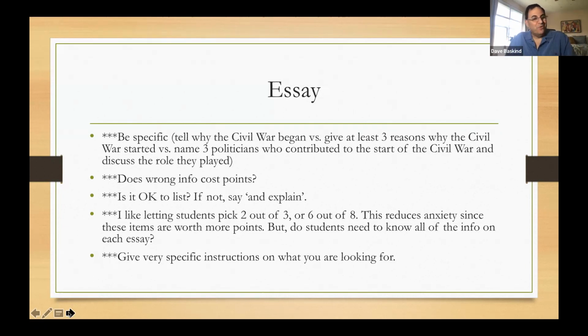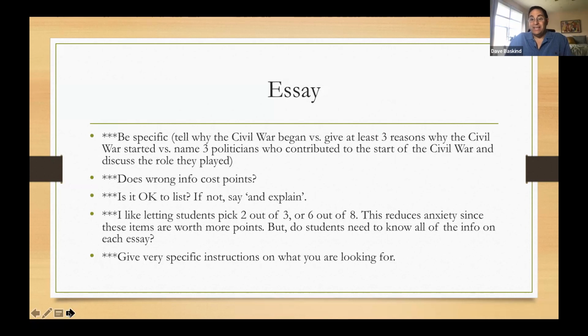That's what I was looking for, the third point there. Is it okay to list? So for example, you could just say, name 3 politicians who contributed to the start of the Civil War. And by saying it that way, name 3 politicians, at least in my eyes, to get full credit, all the students would have to do is name 3 people. But if you would prefer more of an explanation, and by the way, I usually do, then be sure to include that.